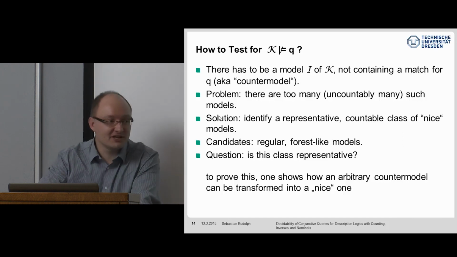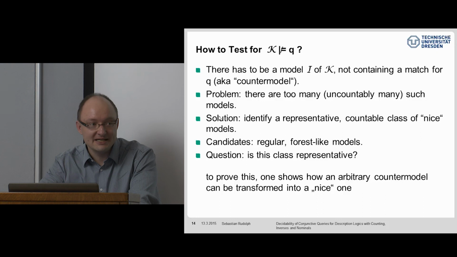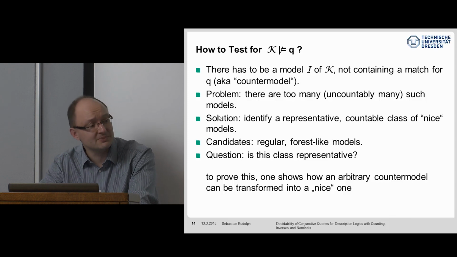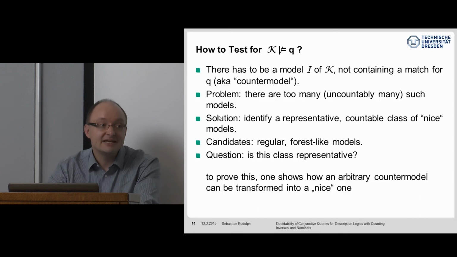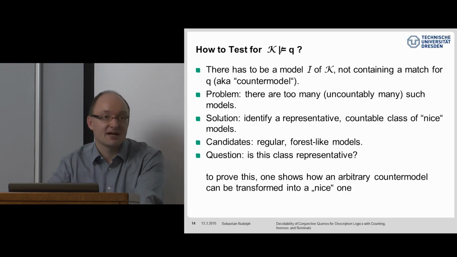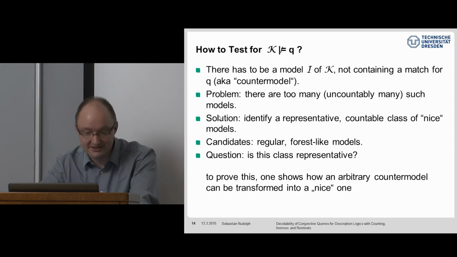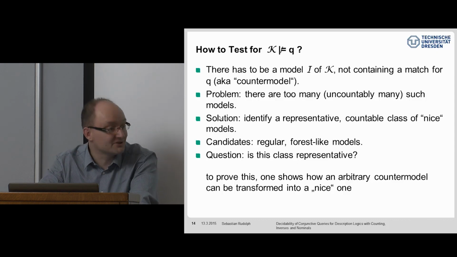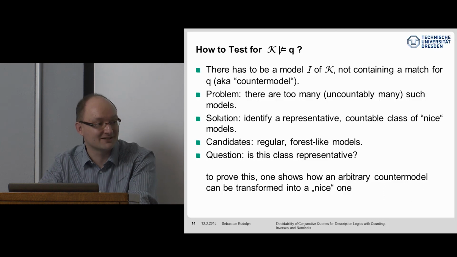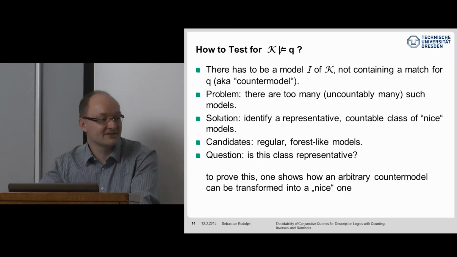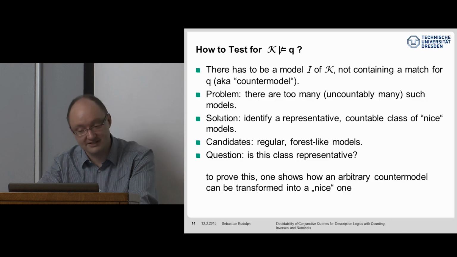And a strategy to solve that problem is to say, let's not look at all of them, but let's look at a subset of them. But the subset should have a nice property. The subset should be representative for the full set. What does that mean? It should be the case that whenever there is a counter model, an arbitrary counter model, then we also find a counter model in that nice subset. That would make the subset representative. And of course, that subset should be countable, because then we would actually have arrived at something we can do. Then we could enumerate the subset and look for counter models in that restricted set.